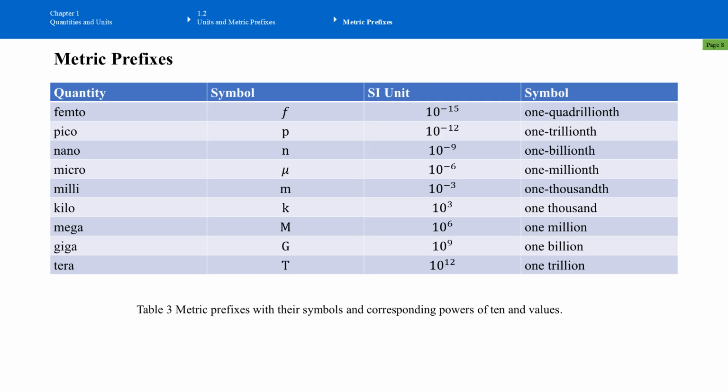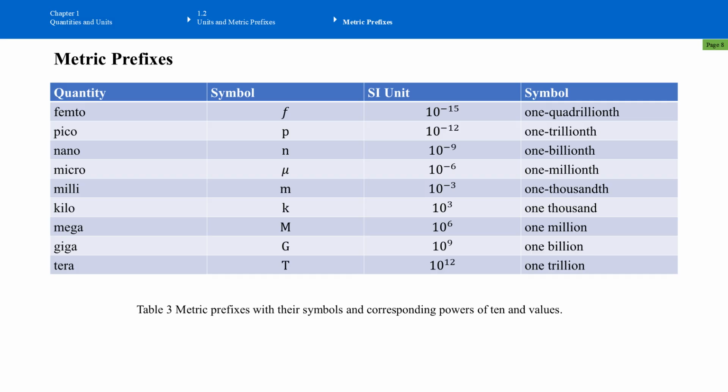Now let's talk about the metric prefixes. This table shows the prefixes that are commonly used, but not all of them are going to be used in our class. In this table, the prefixes start with the smallest, that's the first row, femto, and then increase in the downward direction to the tera. Femto, the symbol is lowercase f, and that is 10 to the minus 15.